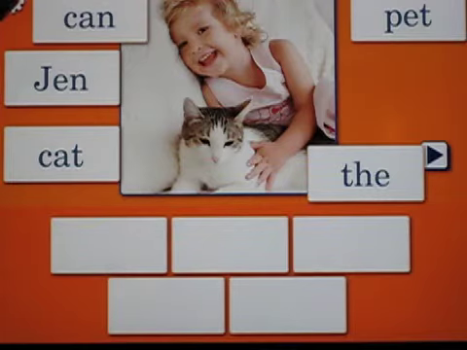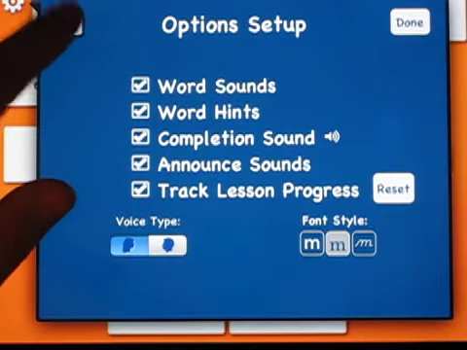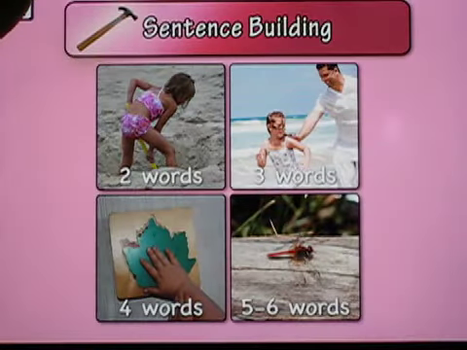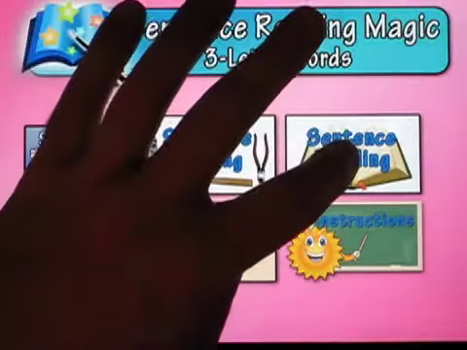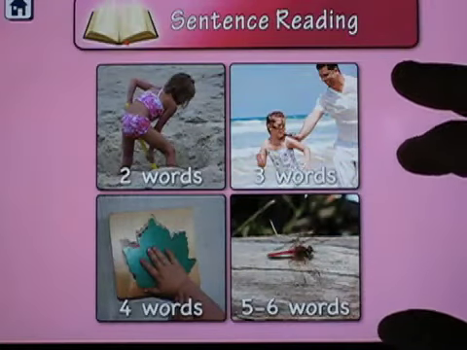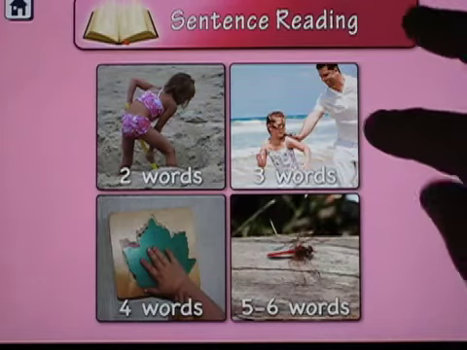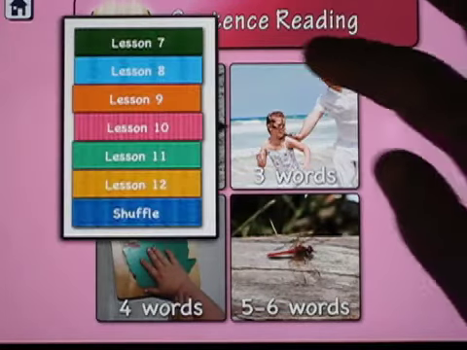So we'll go back to the main menu. And we'll go back further to the home page. And this time we'll choose sentence reading. This also has the same 4 categories and the same lessons as well. This time we'll choose 3-word sentences. And we will choose lesson number 7.